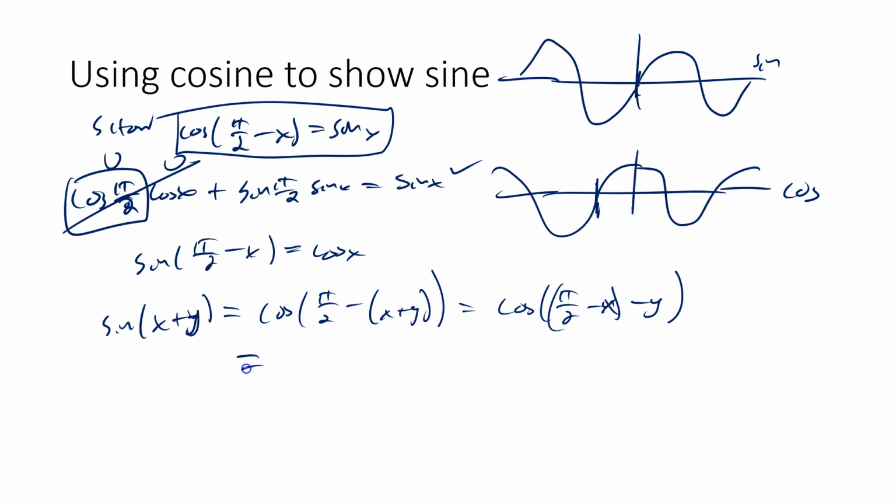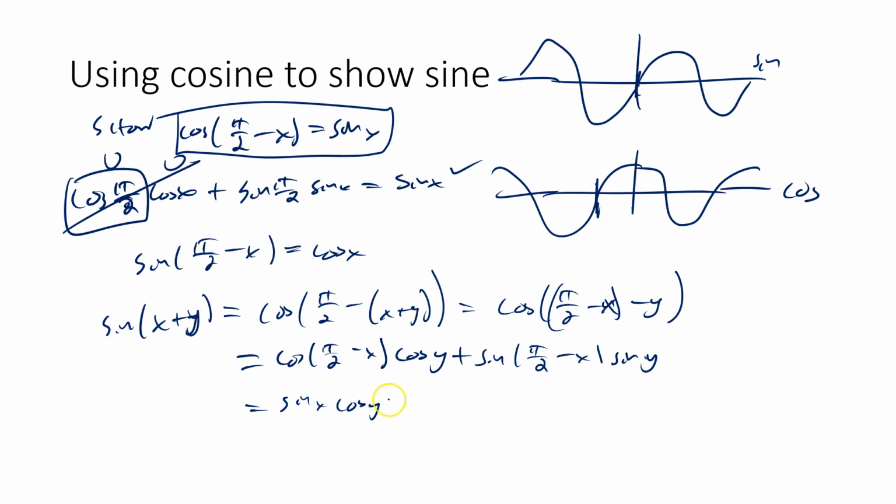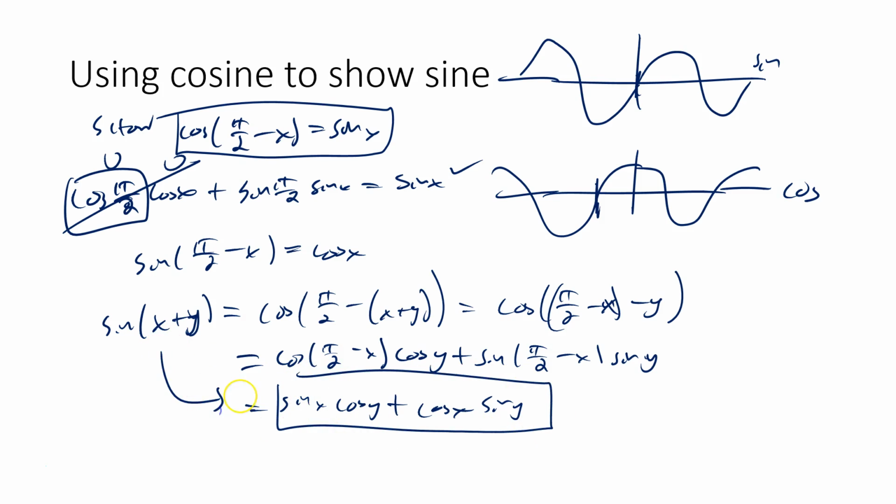We'll have our formula for sine x plus y. So this is going to be cosine pi over 2 minus x, cosine y, plus sine pi over 2 minus x, sine y. Now let's put the pieces where they belong. Cosine of pi over 2 minus x, we said, is sine x. This is sine x, cosine y, plus sine of pi over 2 minus x, we said, is cosine x. And then the last part will be sine y. And that is exactly the formula we had. So sine of x plus y is sine x cosine y plus cosine x sine y. Very cool.